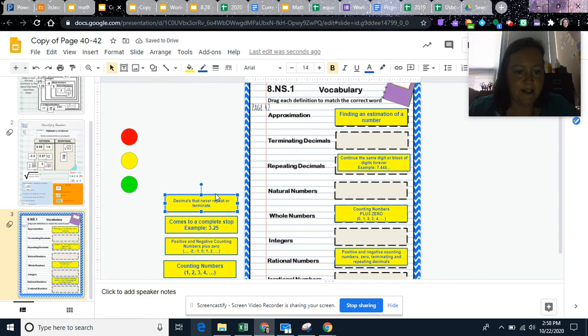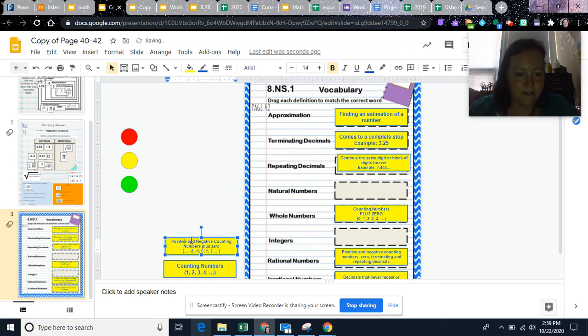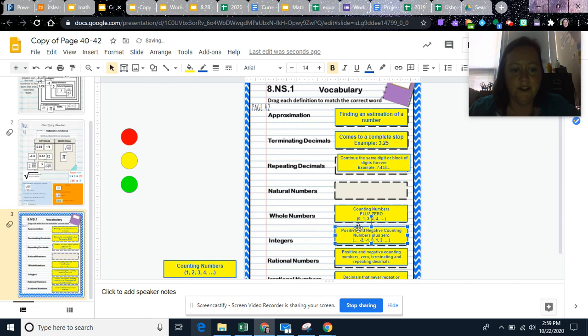Decimals that never repeat and they never terminate, that's going to be the irrational numbers because you will not be able to write that one as a fraction. Comes to a complete stop, like 3.25. That is going to be a terminating decimal. Positive and negative counting numbers plus 0, that's going to be integers. And then the counting numbers, those are the ones you naturally start counting.